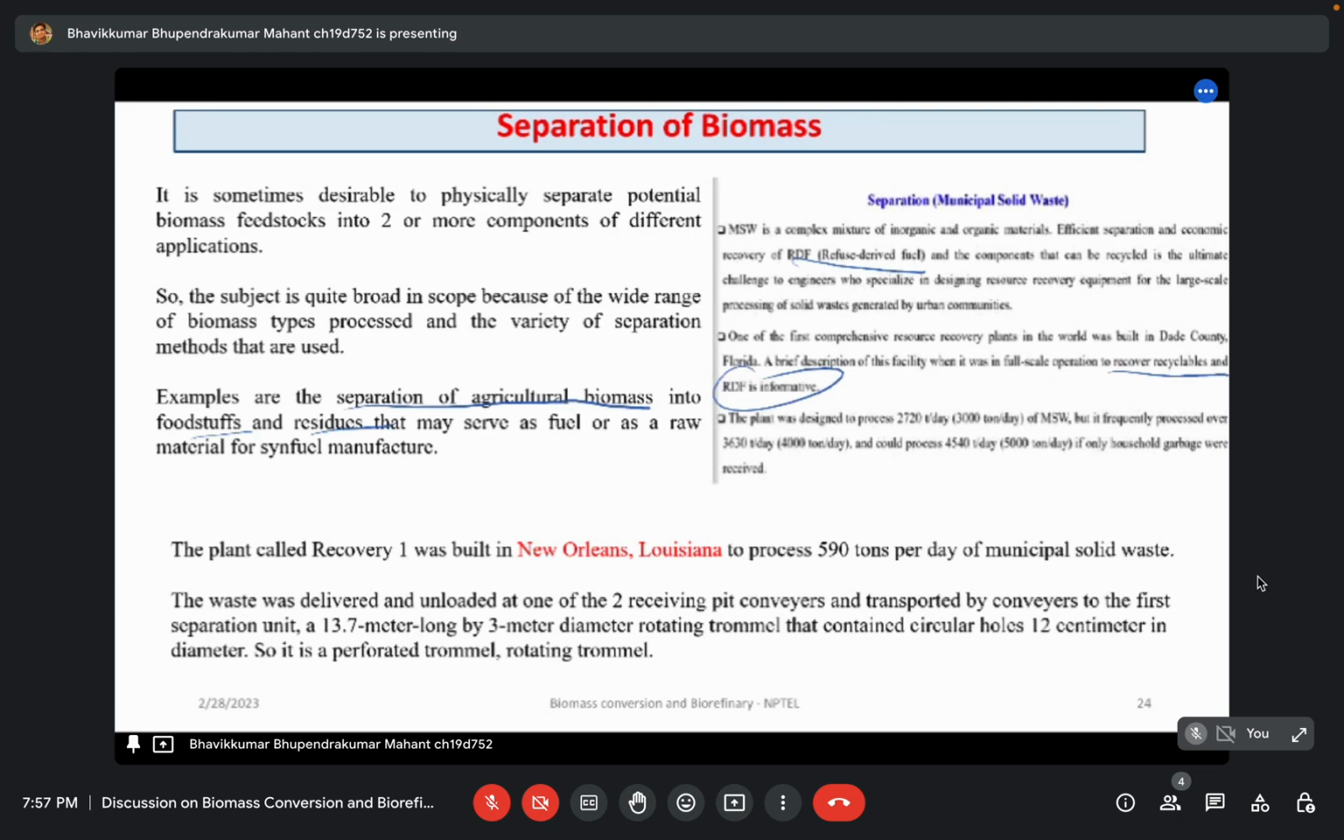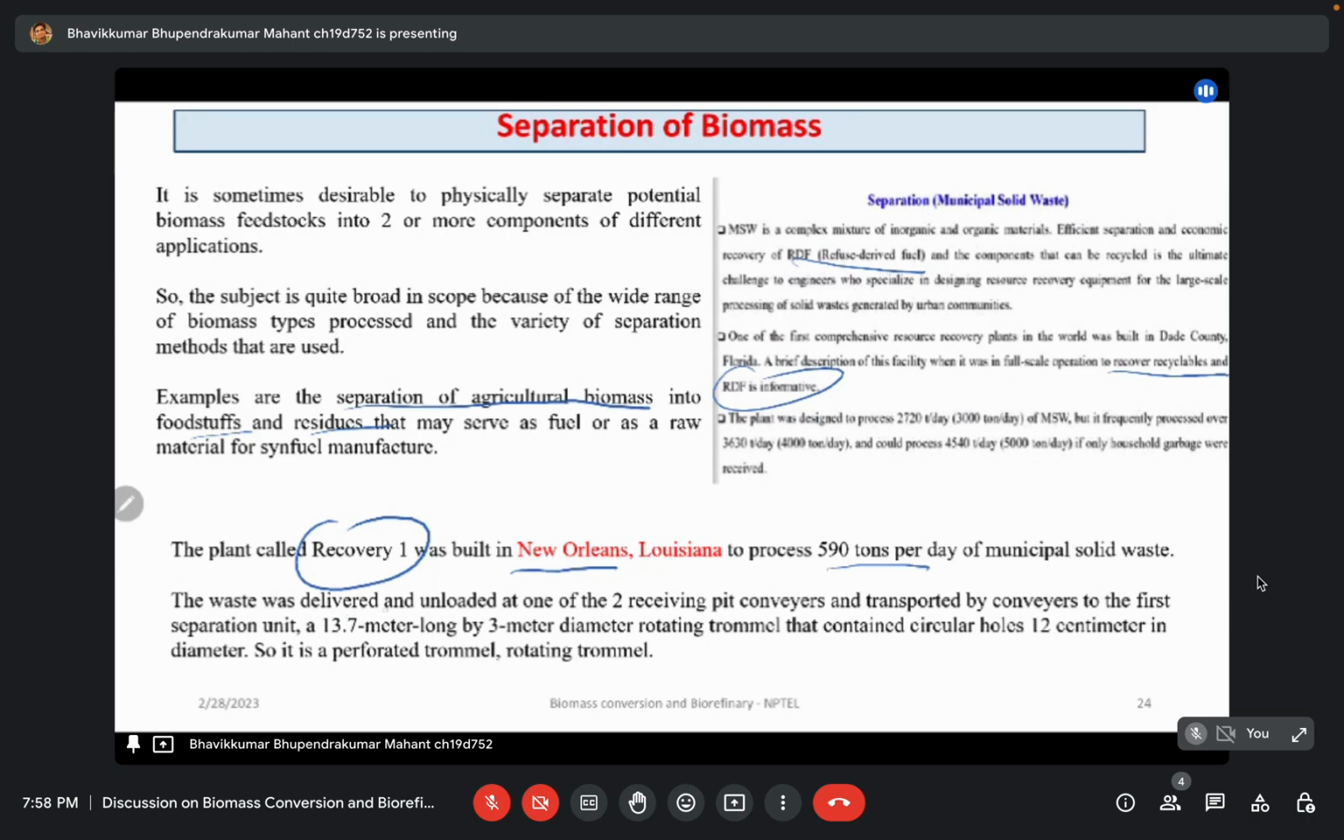And then there is another plant, also built in the US only. The name of the plant is Recovery One, and it is located in New Orleans, Louisiana. Louisiana is one state in the US, Florida is also one state. It has a capacity of 590 ton per day. So the earlier one has a very high capacity, but this is maybe the compact, smaller scale unit.